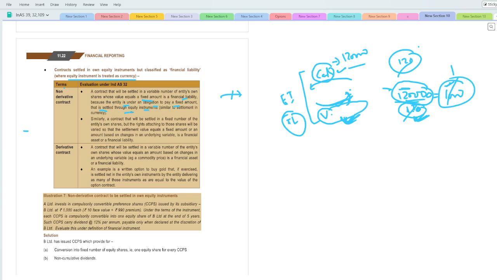ठीक है, सो बिकॉज द एंटिटी इज अंडर एन ऑब्लिगेशन टू पे ए फिक्स्ड अमाउंट दैट इज सेटल्ड थ्रू द इक्विटी इंस्ट्रूमेंट सिमिलर टू द सेटलमेंट इन द करेंसी। ओके, तो ये नॉन डेरिवेटिव के बारे में बोल रहा है, तो ये फाइनेंशियल लायबिलिटी आपका बन जाएगा। क्यों? बिकॉज ये आपका यहाँ पे वेरिएबल नंबर ऑफ शेयर्स आ रहा है। So similarly, a contract that will be settled in a fixed number of own shares, but the rights attaching to those shares will be varied so that the settlement value equals a fixed amount or an amount based on the change in the underlying variable.